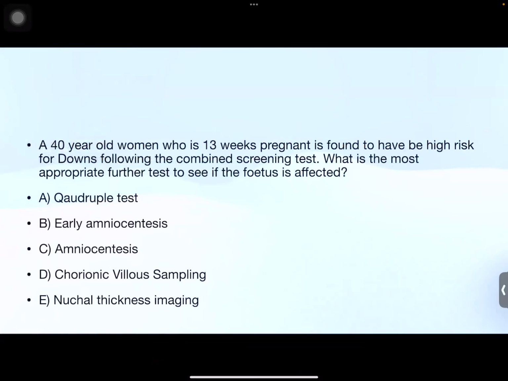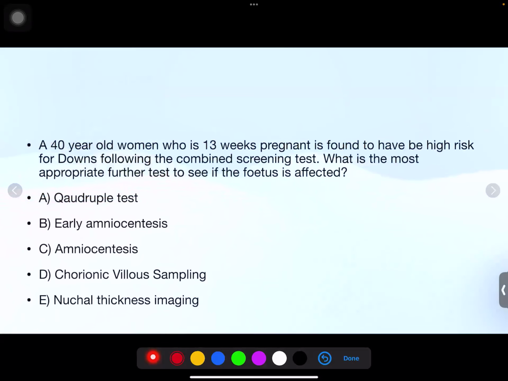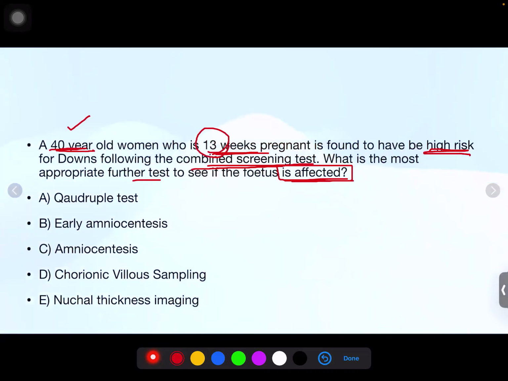And then they ask you, that was the question I was telling you before, that age 40 years, this is a high risk, 13 weeks pregnant, found to be high risk for Down syndrome following the combined screening test. See, she has undergone the combined screening test. Most appropriate further test to see if the fetus is affected. See, you have to diagnose whether the fetus is affected or not. So at 13 weeks, which diagnostic test do you go for? You go with the CVS. Okay.